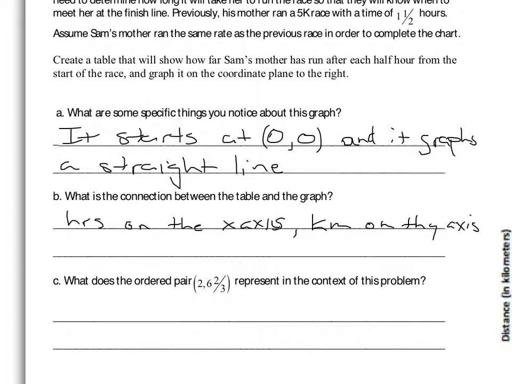All right, and finally, what does the ordered pair 2, 6 and 2/3 represent in the context of this problem? So think through this really quickly about what this represents in the context of the problem. This means going back to the units for x and for y, kind of determining what that means in relationship here. Go ahead and have your thoughts in your brain.